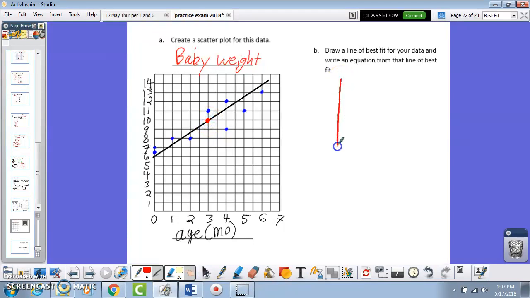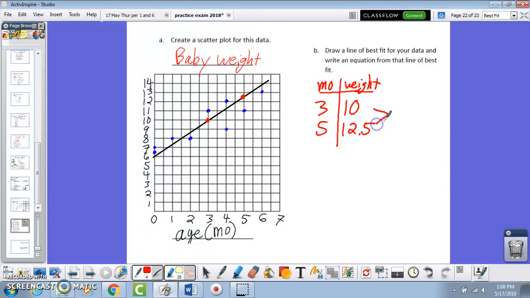So here's a good one. Let's make a little table. Months and weight. My first one I just found was 3 months, weighs 10 pounds. And then another pretty good one is this guy. That's 5 months, and it looks like it is 12.5 pounds. Alright, so there's my table.